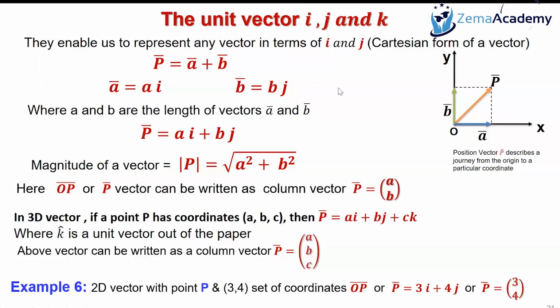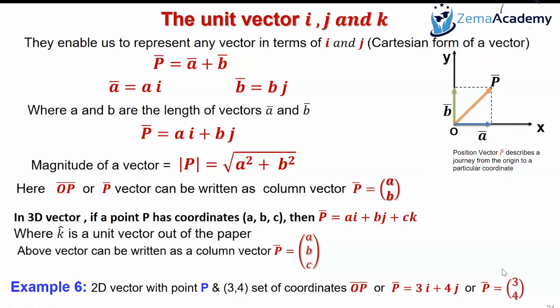Now, as an example, a 2D vector with point 3, 4. So again, I am giving you some information from the top that you have this vector P, and it has coordinates of 3 and 4. So how can you write this vector? You can write this vector in terms of a column vector like this, 3, 4.